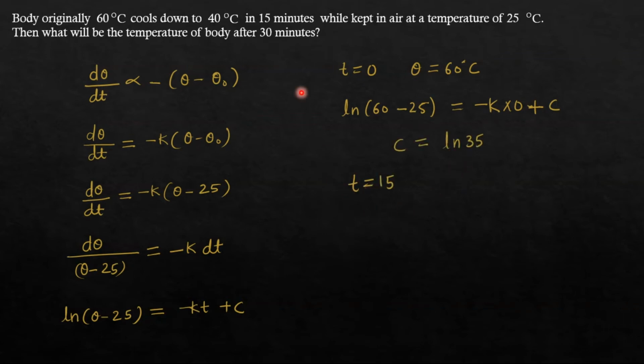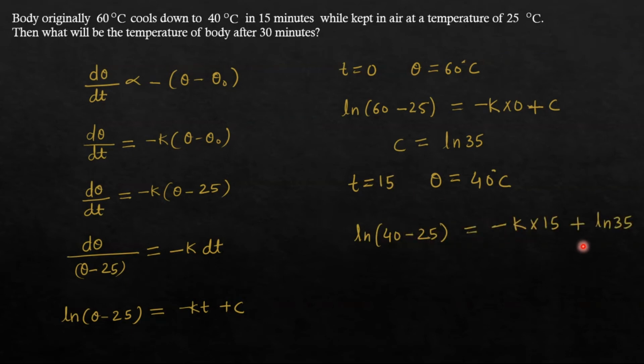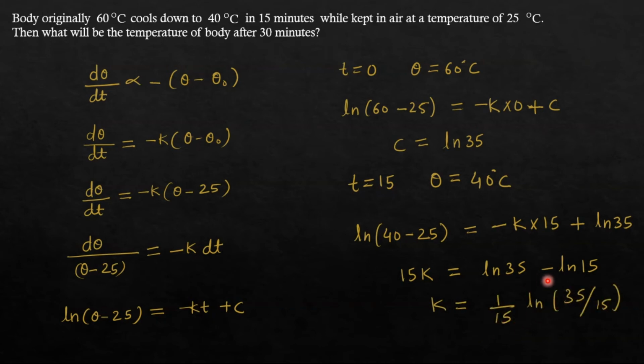Again, at time t equal to 15, the temperature of the body was 40 degrees centigrade. Putting these values in this equation, you will get ln of 40 minus 25 is equal to minus k into 15 plus c, and the value of c is ln 35. So I can write 15k is equal to ln 35 minus ln 15. From here the value of k will be 1 by 15 into ln of 35 by 15. I am using the property of log that when they are in subtraction, the terms get divided, 35 by 15. So this is the value of k, and I have got the value of k as well as c.